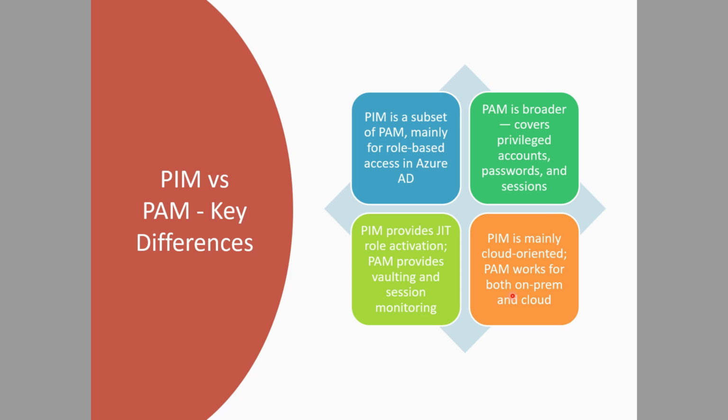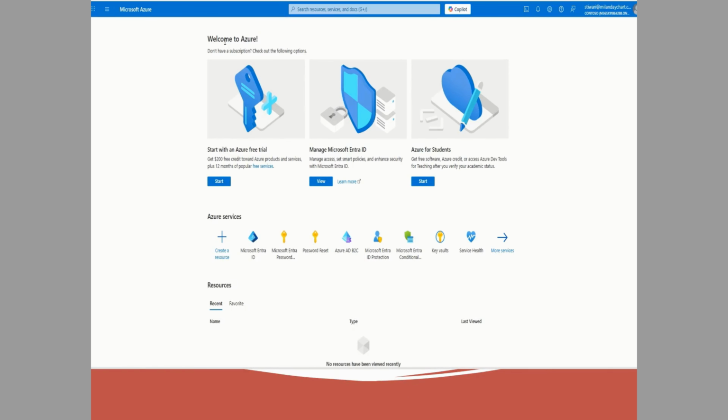So finally, PIM is mostly cloud native, while PAM works across on-premises, hybrid, and cloud environments, the whole setup itself. So there is a small difference between PIM and PAM. Now we will move forward and check how to assign the PIM roles to Azure resources and groups from the portal itself.